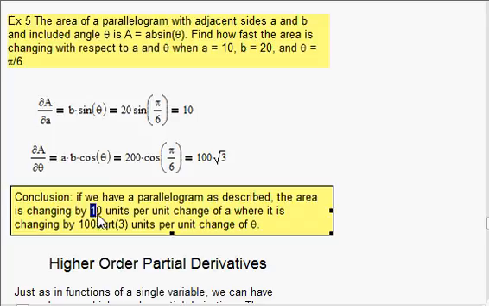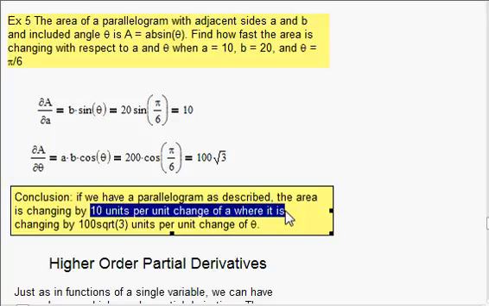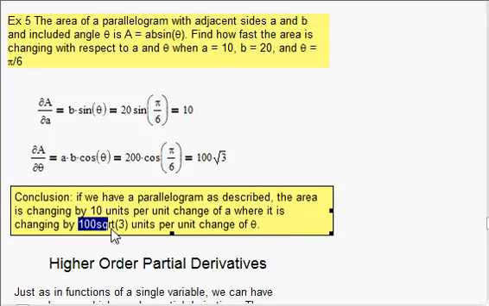So the area is changing by 10 units per unit of change of a, whereas it is changing by 100 square roots of 3 units per unit of change of theta.